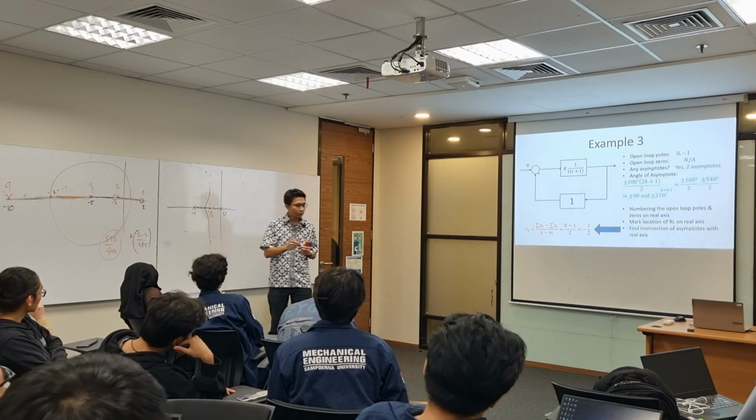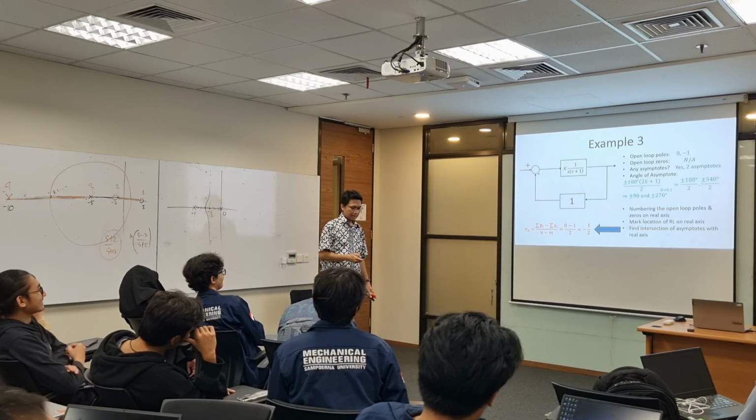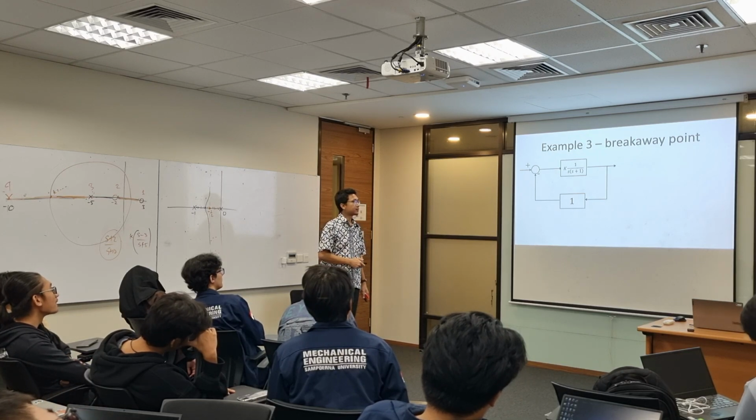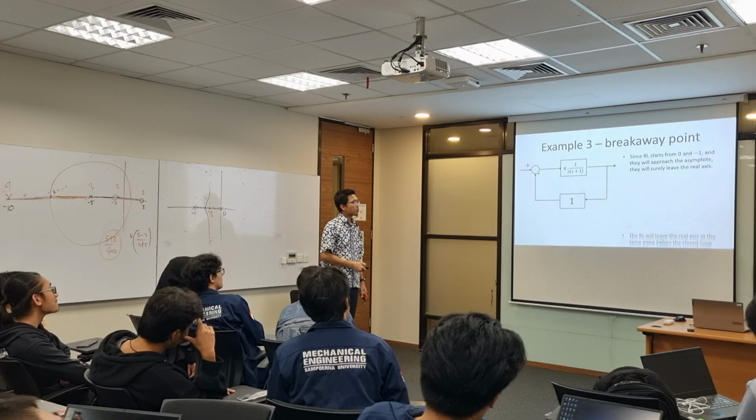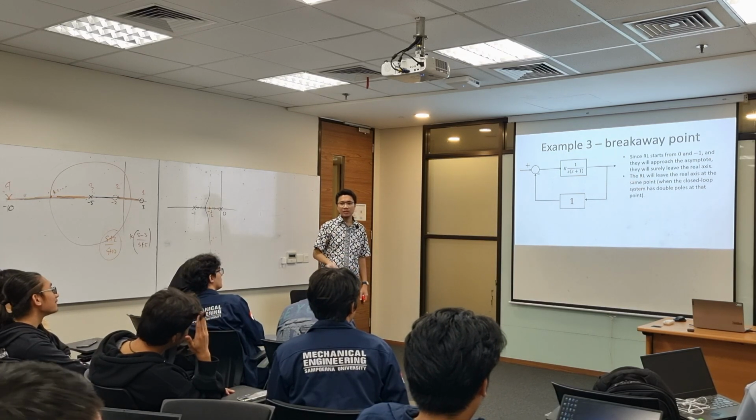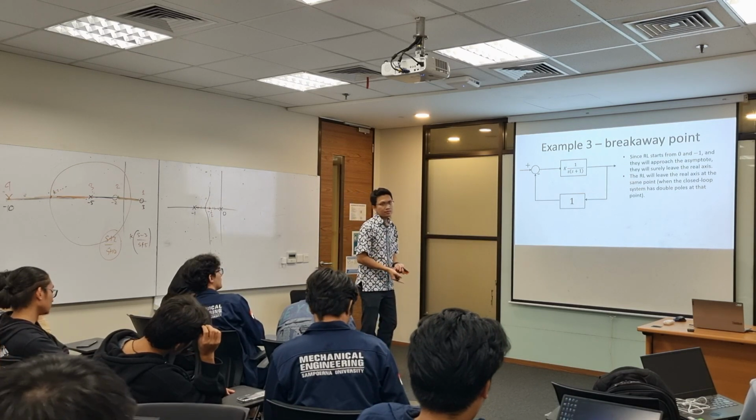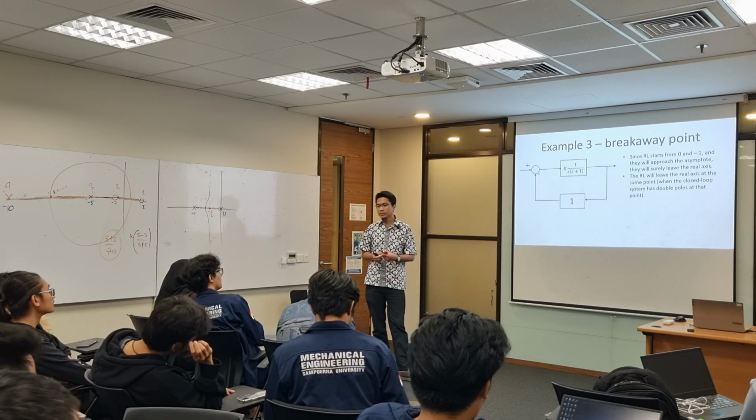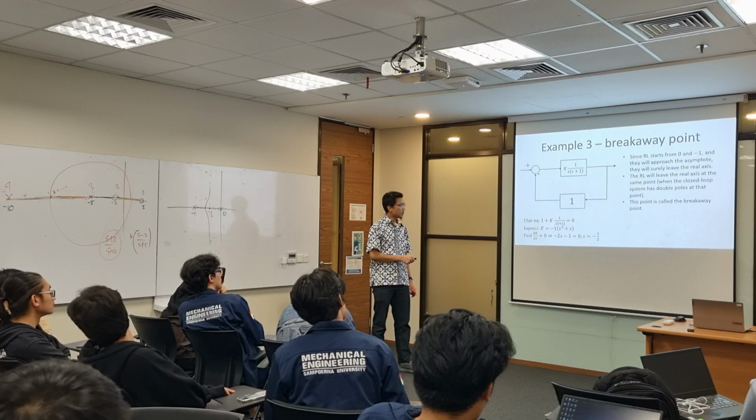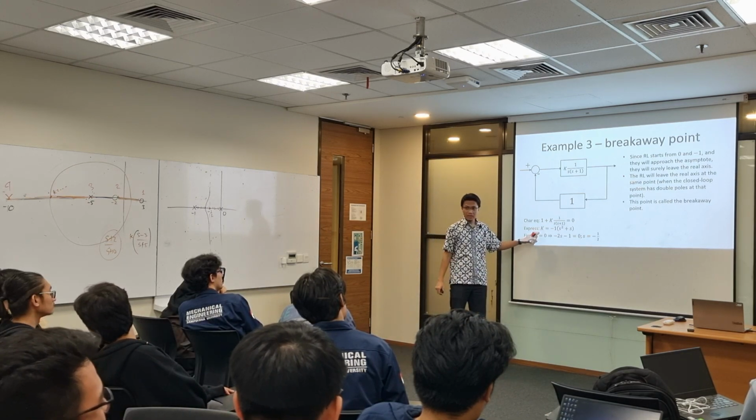How? Yeah, how to do it? Do the math again. Now, another math to do is you compute the breakaway point. I'm saying here that they will surely leave the real axis. They will, right? They have to approach asymptote. But where they will depart, you need to compute.